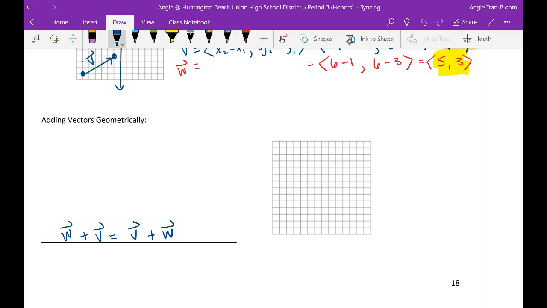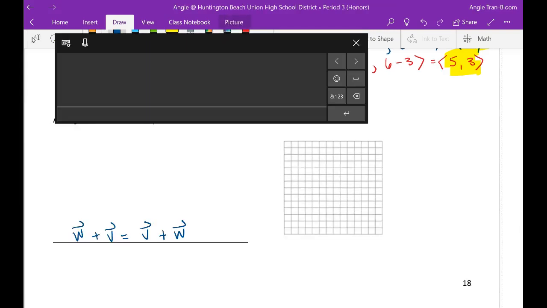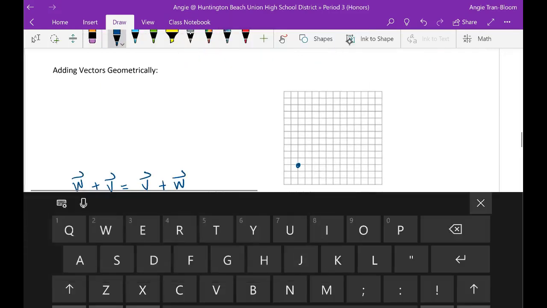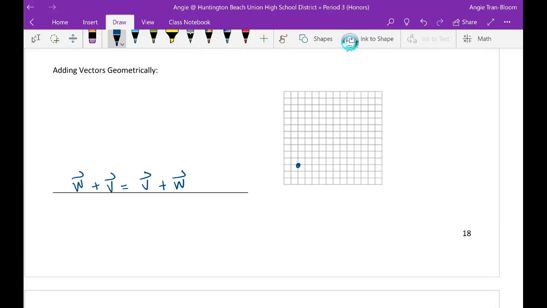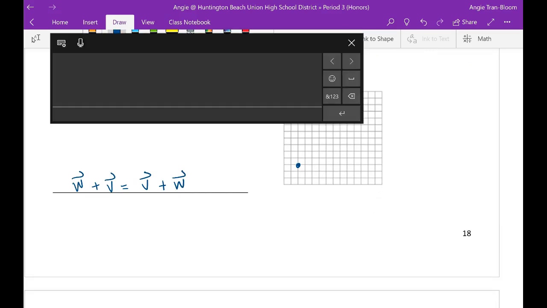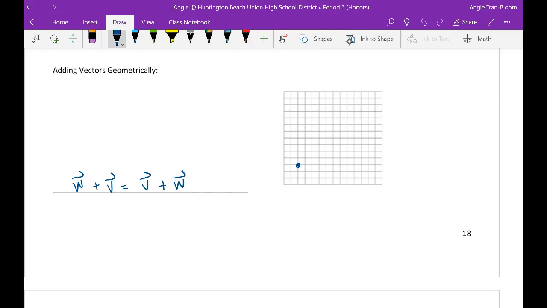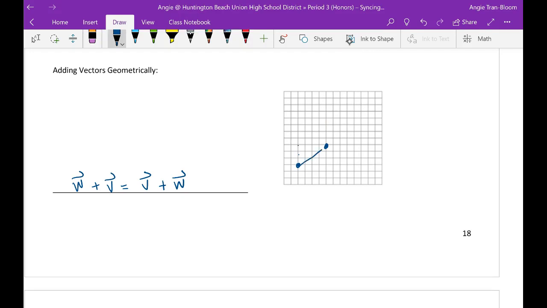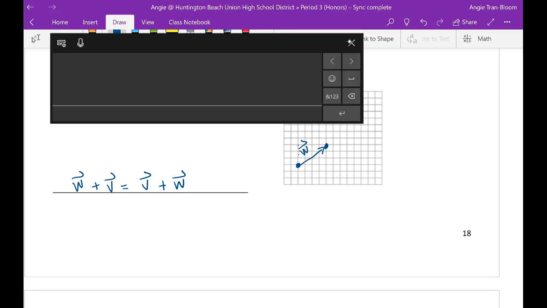Let's do the vector w first. Let's start somewhere that's not at the origin. So how about here? That is up 3, right 2. I'm just trying to create a vector. And then let's count together: 2, 3. So go 3 and then maybe 4 to the right. Let's call this vector w, something I made up.